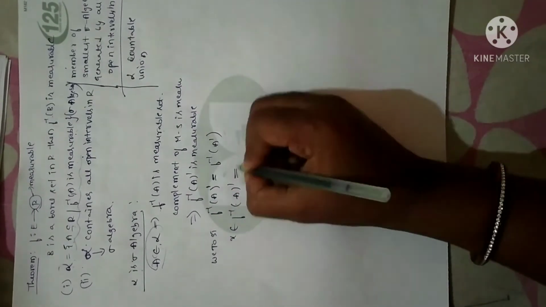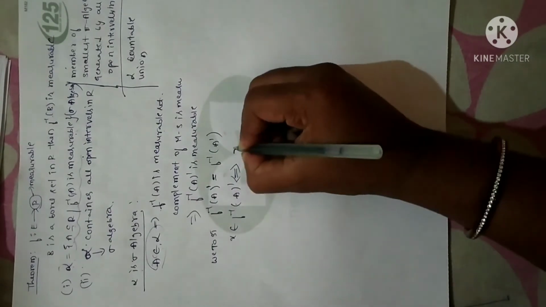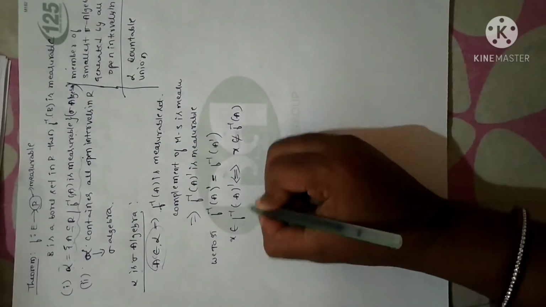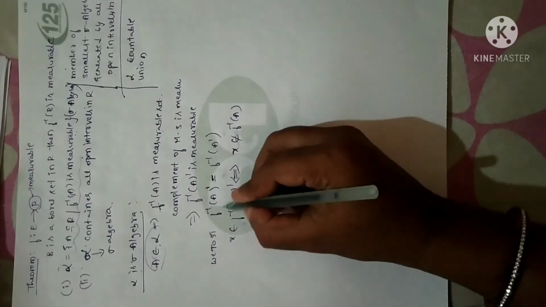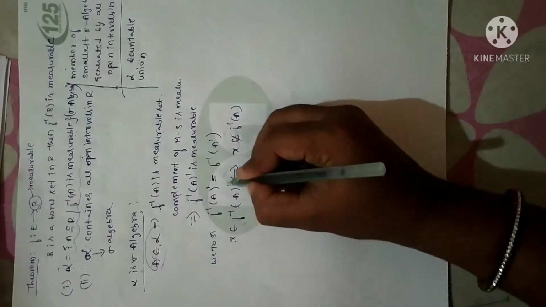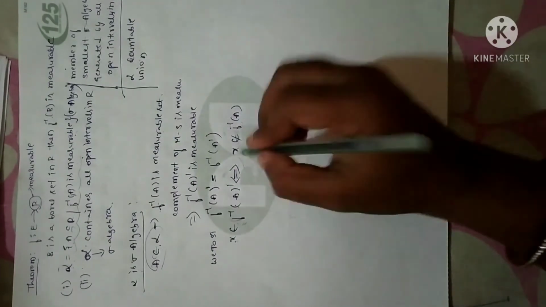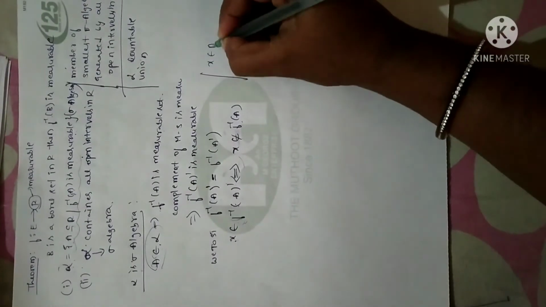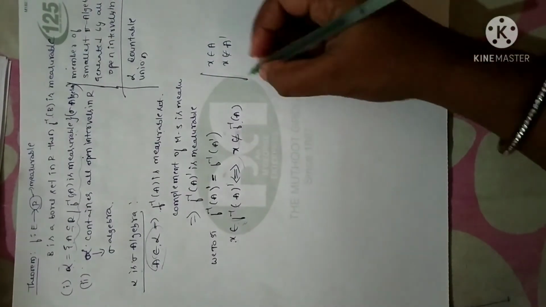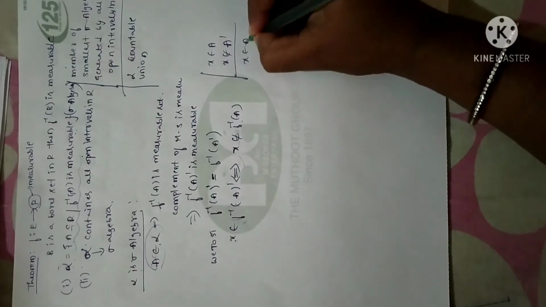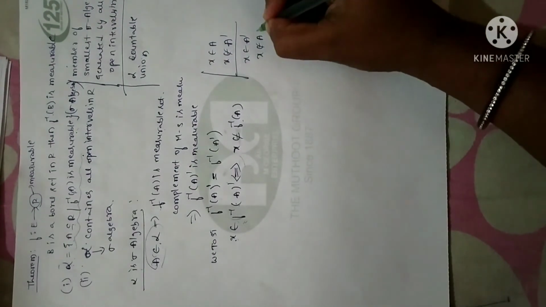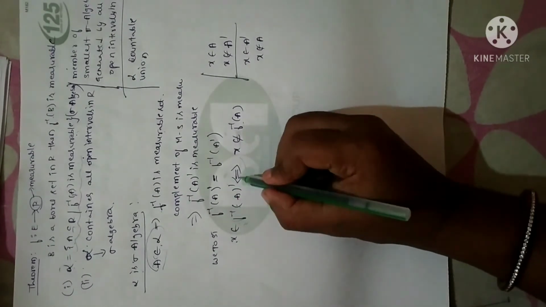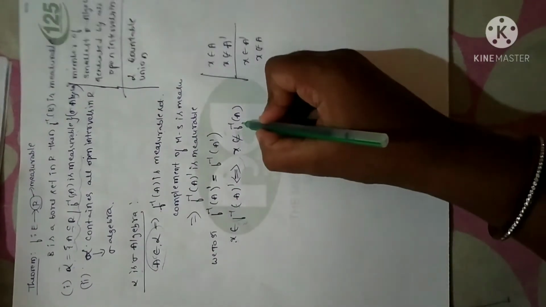If X belongs to the complement of F inverse of A, I can write X does not belong to F inverse of A. Let me consider this as an element, forget about the function. If X belongs to the complement, X does not belong to the original set, right? In the same sense, if X belongs to A, I can write X does not belong to A complement, and vice versa. That is, if X belongs to A complement, then X does not belong to A. So in the same sense, if X belongs to the complement of F inverse of A, I can write X does not belong to F inverse of A.